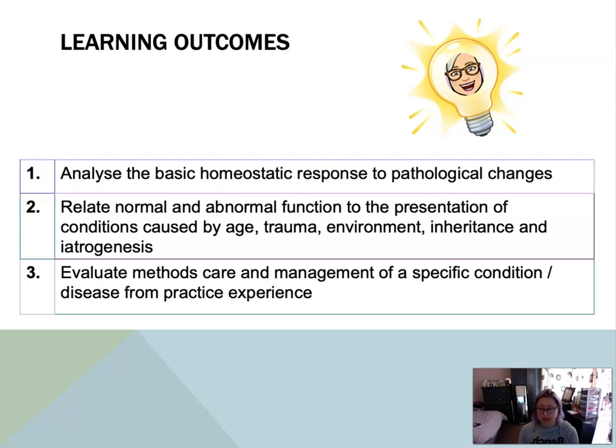And then your third learning outcome is evaluate methods of care and management of a specific condition, disease from practical experience. So again, it's evaluate methods of care and management of COPD, of osteoporosis, of atrial fibrillation. And again, the key word in this one is evaluate. So we're looking at the positives and the negatives, the strengths and the weaknesses. We're looking at showing that you understand what's good and what's bad and how these could actually affect a patient.